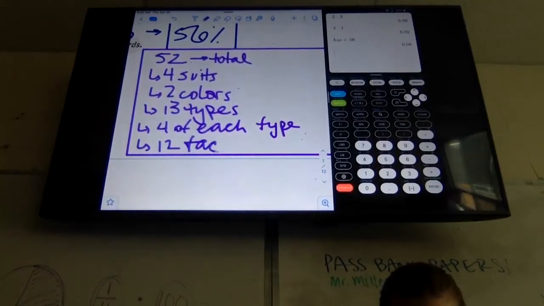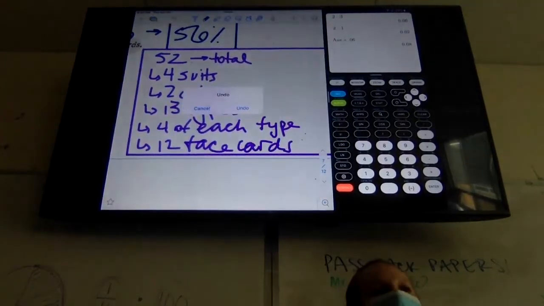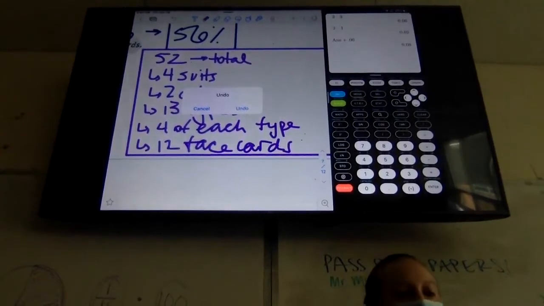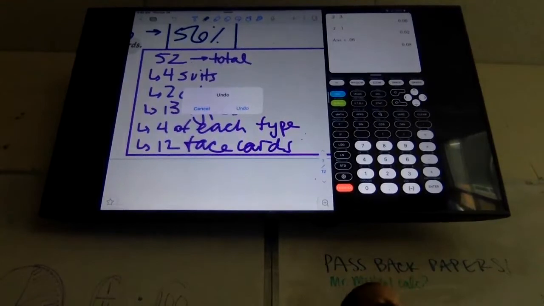I know everyone gets a little funky about the aces, but we are not going to count aces as a face card because aces do not have faces on them. Face, no face. Okay.